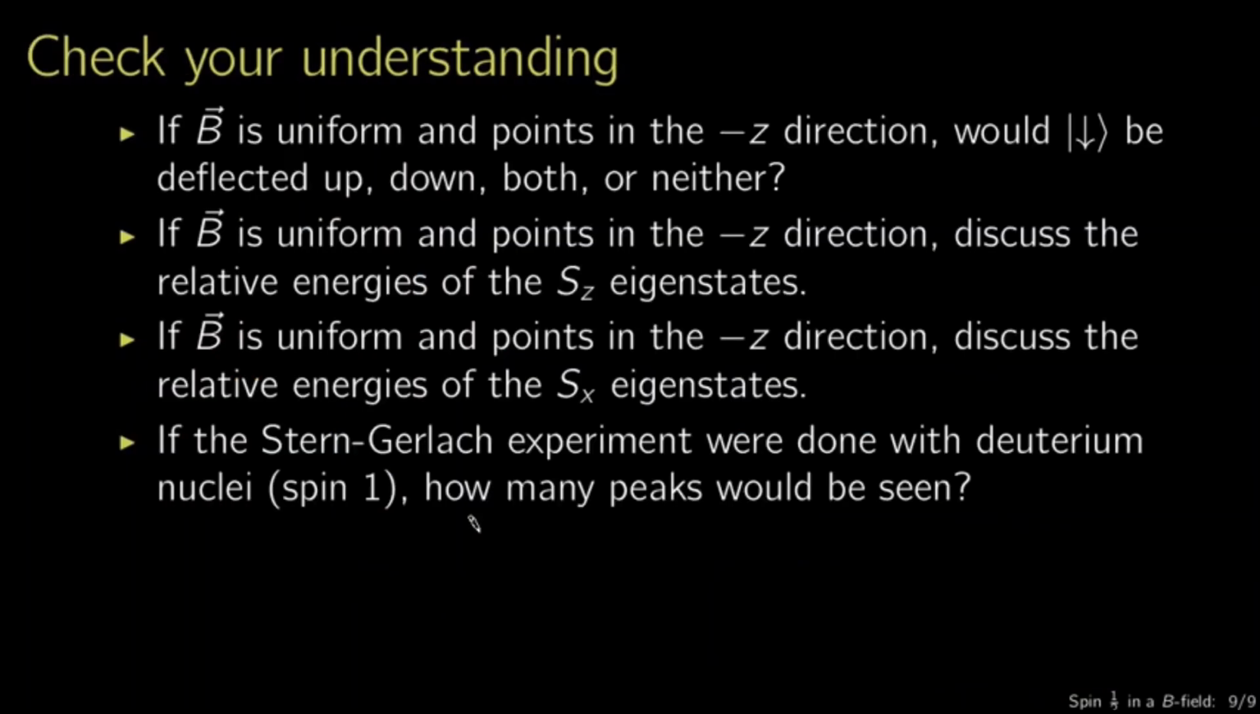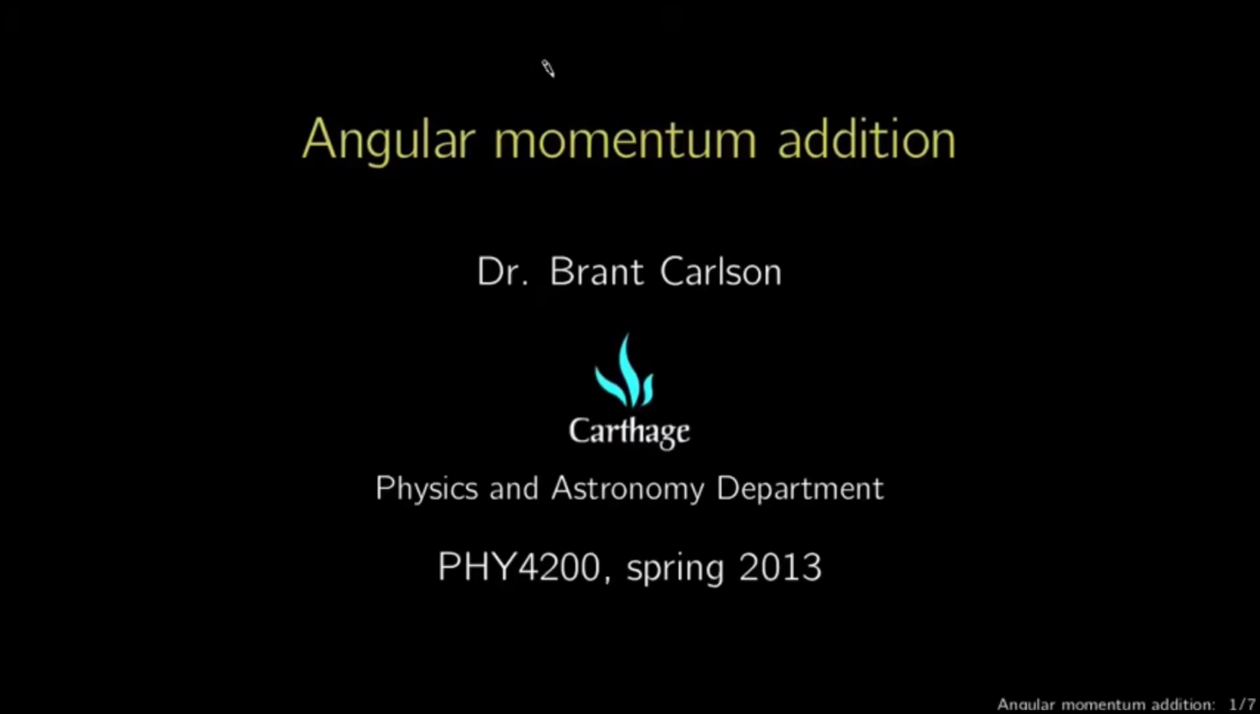To check your understanding of all of this, here are a couple of questions about what might happen to particles either spin up or spin down in various magnetic fields. You know a little bit about angular momentum now in quantum mechanics, in particular the spin 1/2 system and how it can be represented mathematically, how it behaves, how to analyze it.